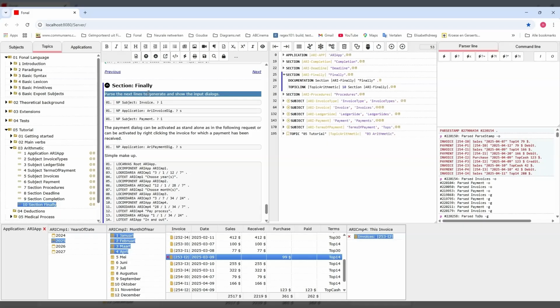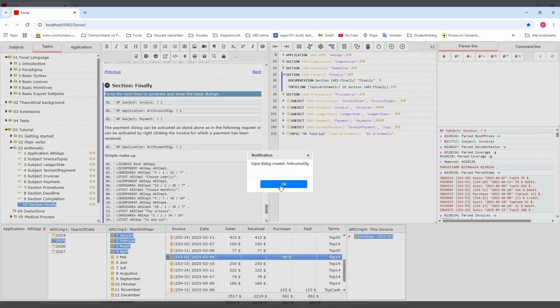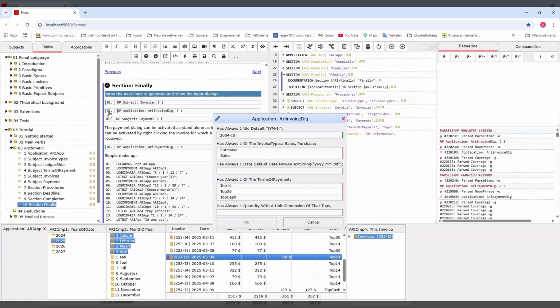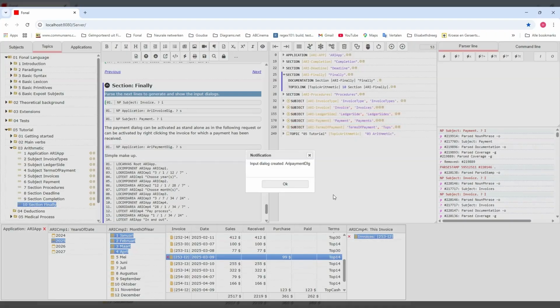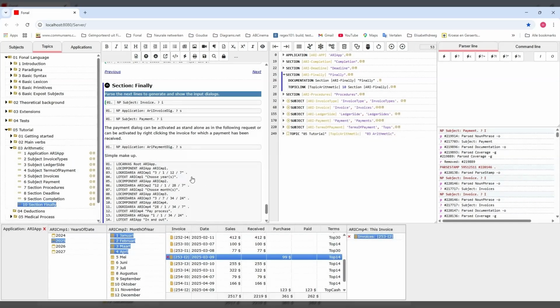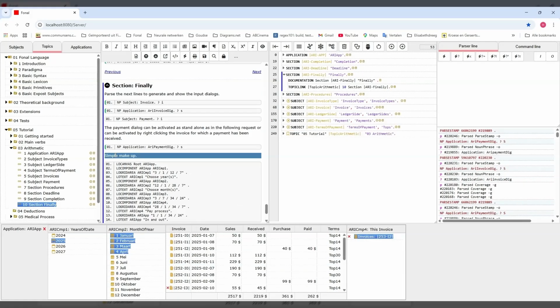Parse the next lines to generate and show the input dialogues. The payment dialog can be activated as standalone as in the following request or can be activated by right-clicking the invoice for which a payment has been received. Simple makeup.